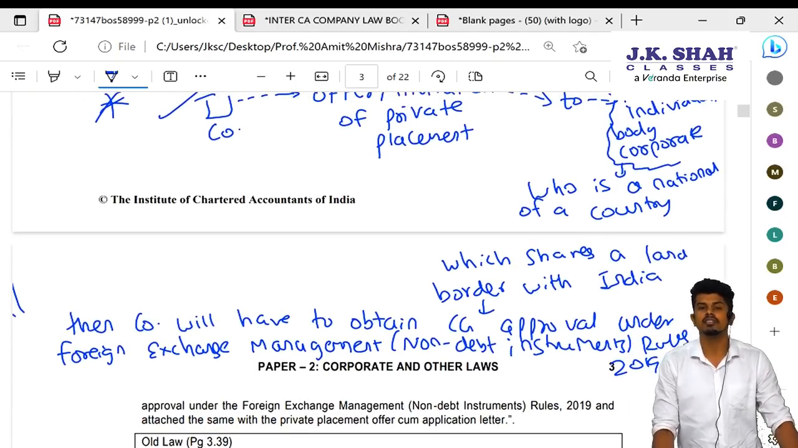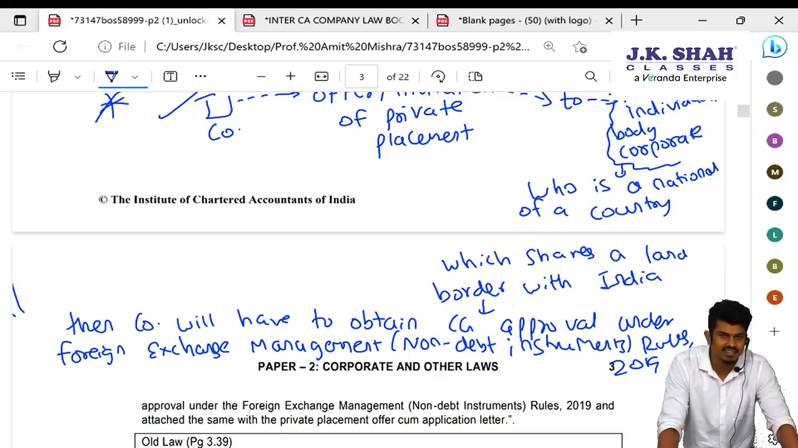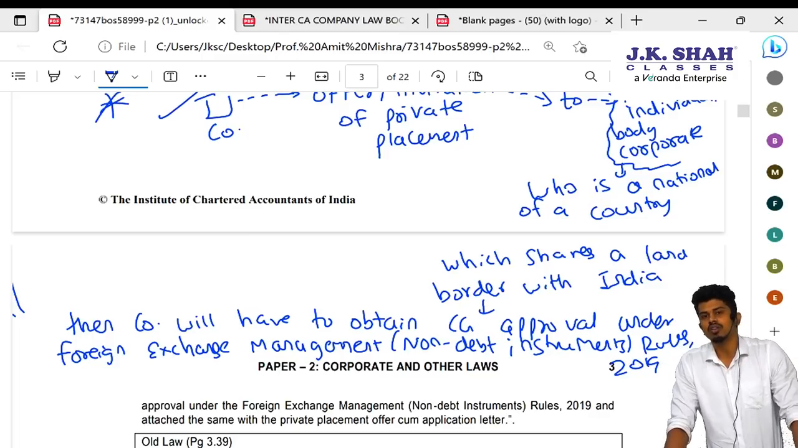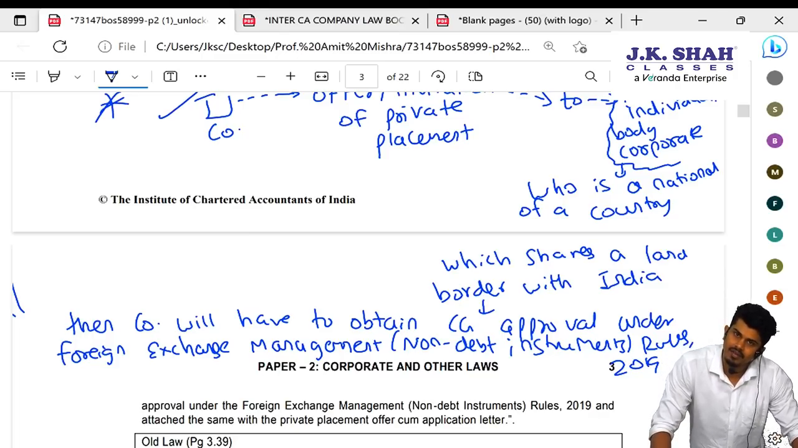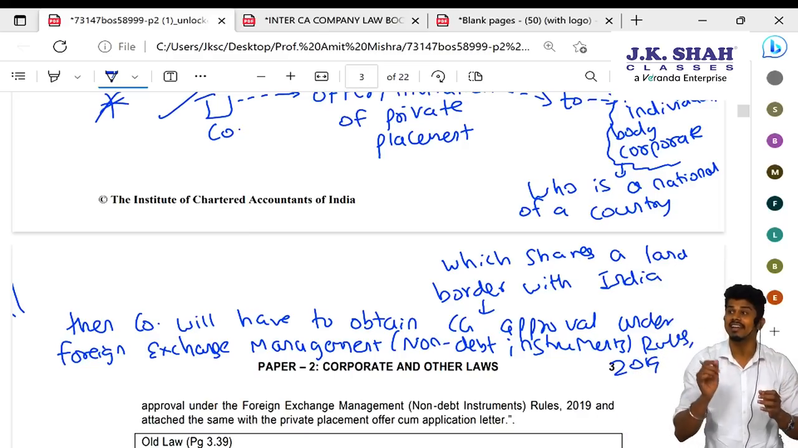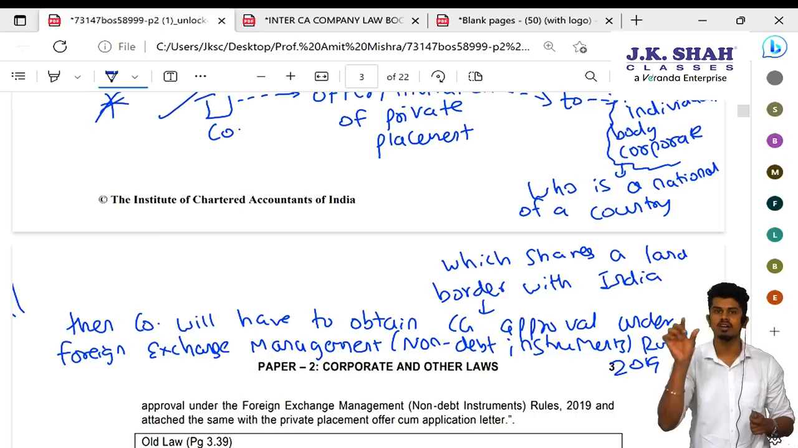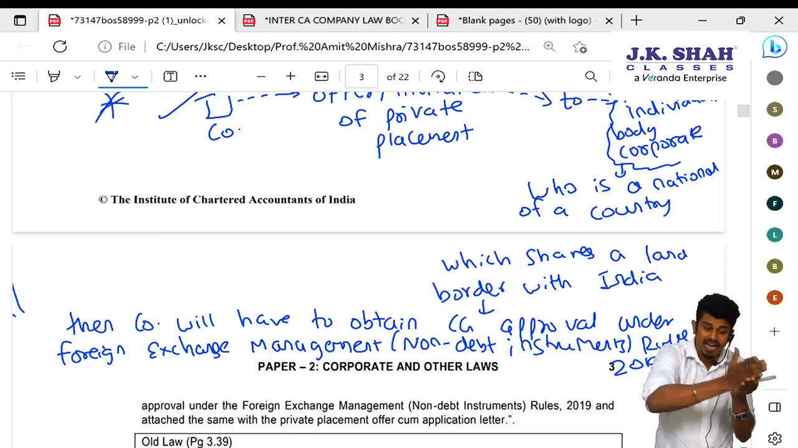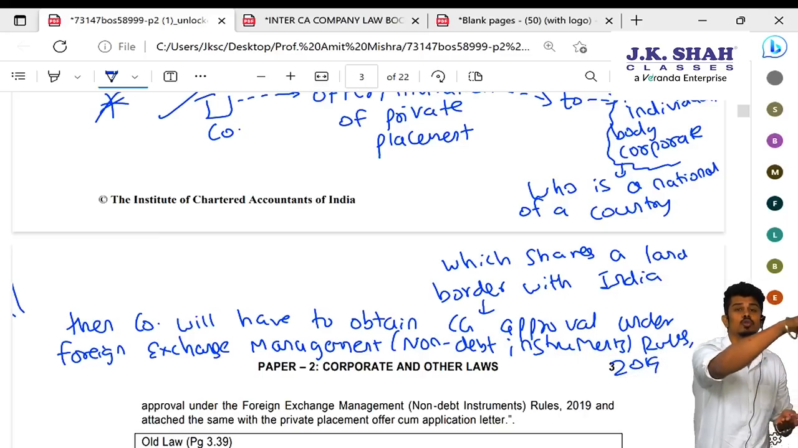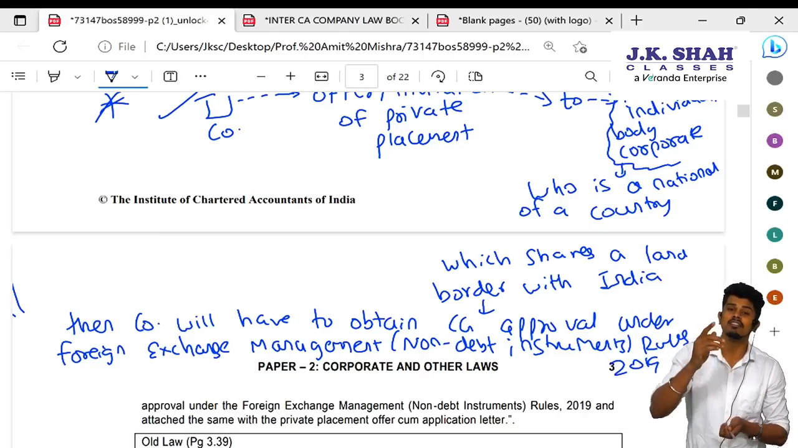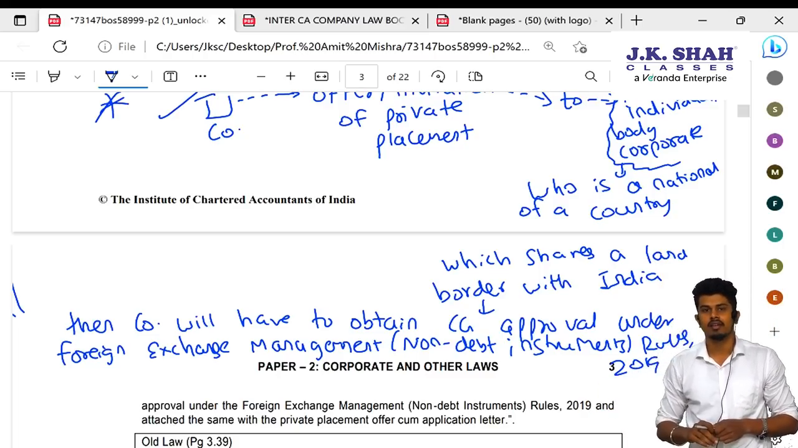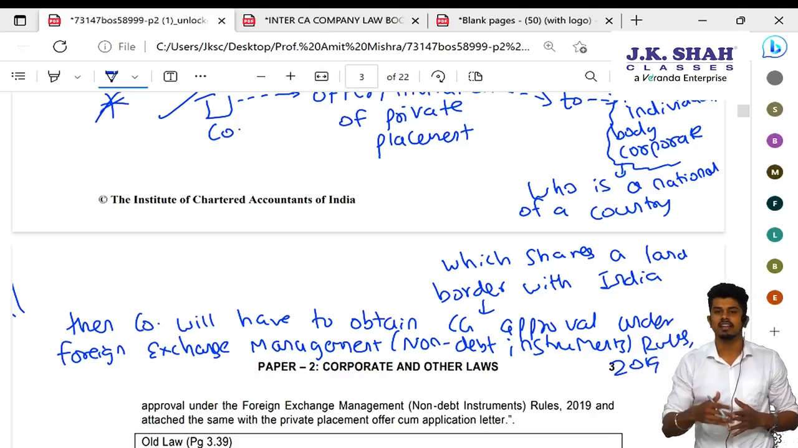Acha, the reason for this amendment was, see, the tensions are escalating between India and Pakistan, India and China. See, I will be wrong if I use the word escalation because it was already there for so many years. There are tensions which are continuously building between India and Pakistan, India and China. So we cannot target any country directly in our law. That's why they have used the sentence that any country sharing a land border with India, that is Pakistan, China, Nepal, Bhutan. If I want to give those people private placement, then I will have to take special permission of the central government under the Foreign Exchange Management Non-Debt Instrument Rules, 2019.